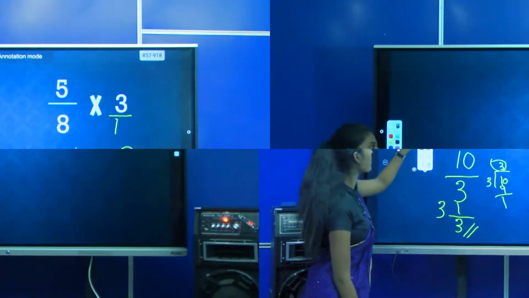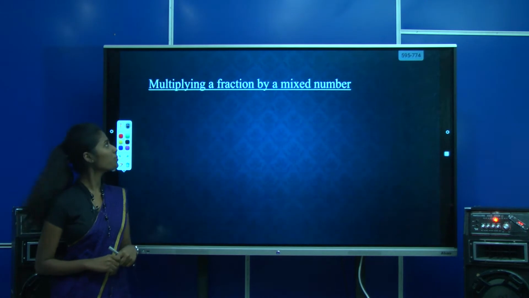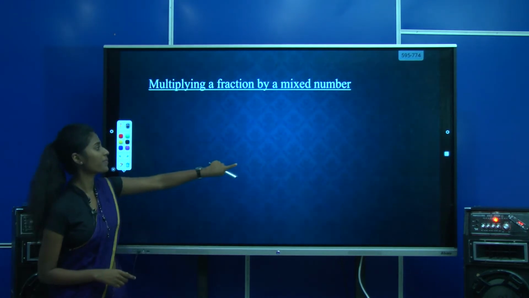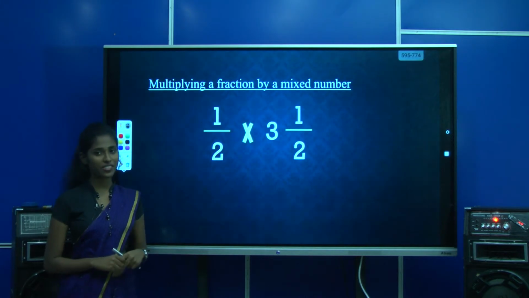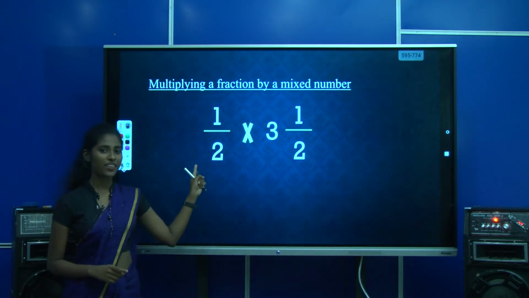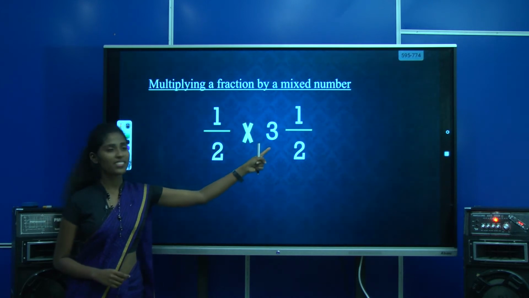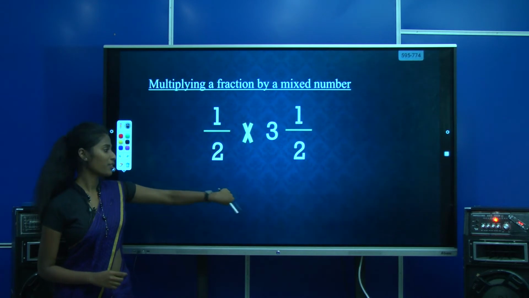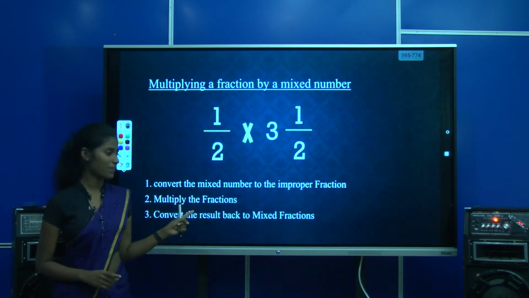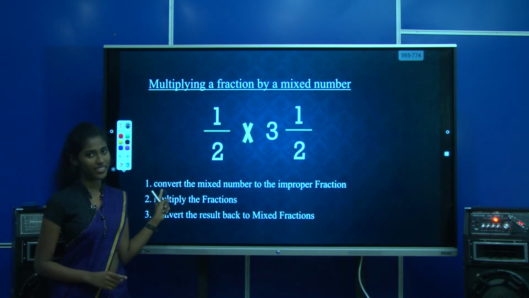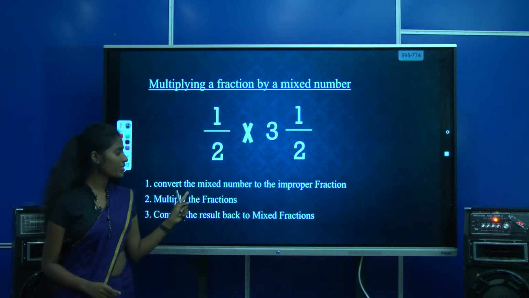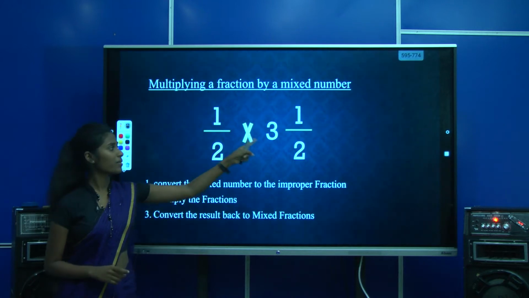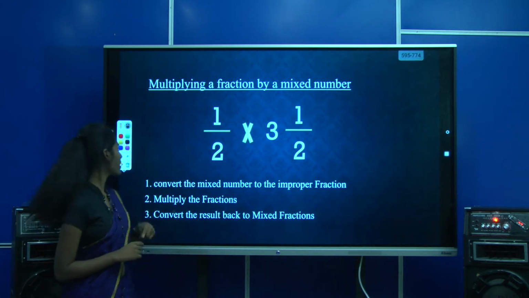Okay, now we are going to discuss how to multiply a fraction by a mixed number. Here I have given two fractions. This one is a proper fraction and this one is a mixed number. To multiply these numbers, you have to follow these steps. Let's see what the steps are. First one, convert the mixed number into an improper fraction.